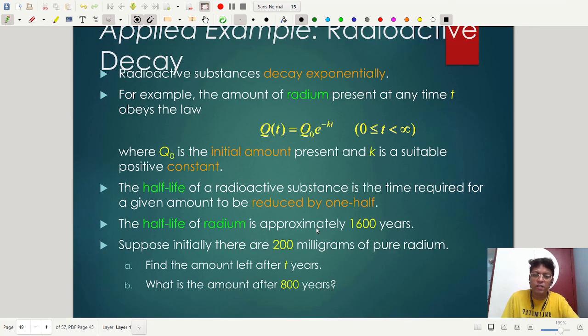For radioactive decay, similarly, you can explain the radioactive decay Q(t). In this case, you have e to the minus kt. The half life of a radioactive substance is the time required for a given amount to be reduced by one half. The half life of radium is approximately 1600 years. So you can calculate everything. If you have data and a mathematical model, you can calculate everything.